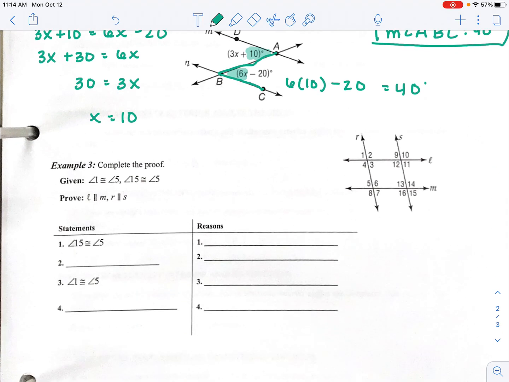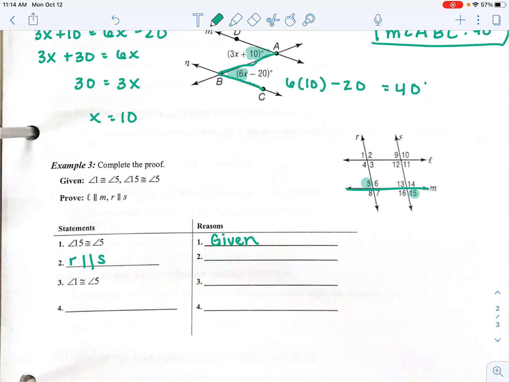Awesome. And last thing, we're going to do one proof here. These are pretty quick proofs. It says angle 15 is congruent to angle 5. So I'm going to highlight those. Angle 15 right here is congruent to angle 5. My reason there is going to be given, because it's one of my givens. Now, if I have those equal, they both lie on line M there. Which means the lines that M is going through are R and S. So that would prove that R is parallel to S.